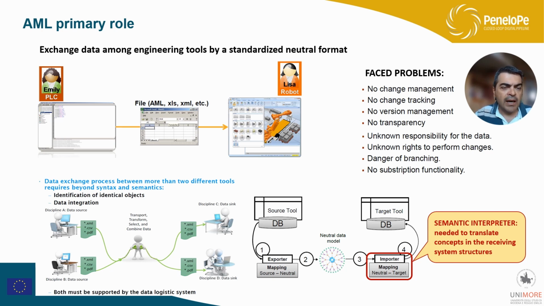And AutomationML, as said before, comes into play in this kind of scenario primarily. The idea is to provide a format able to convey and exchange several types of information among different users and different authoring systems. And the mechanism is quite straightforward. We have the source tool, in this case the PLC system, and then we need an exporter of the information in AutomationML format. So this neutral data model needs to be imported in RobotStudio, the target tool, and used to automatically complete the information which is conveyed by the file itself.